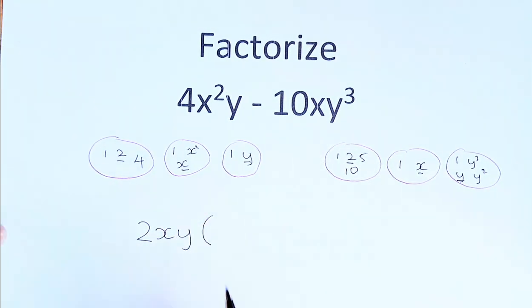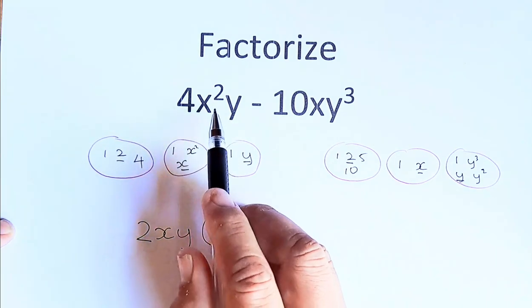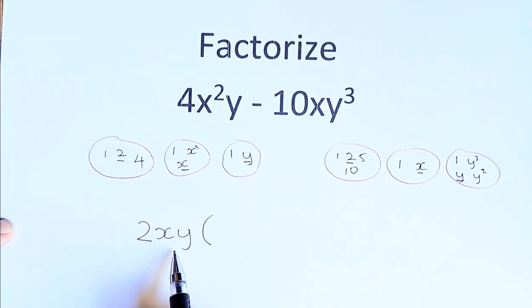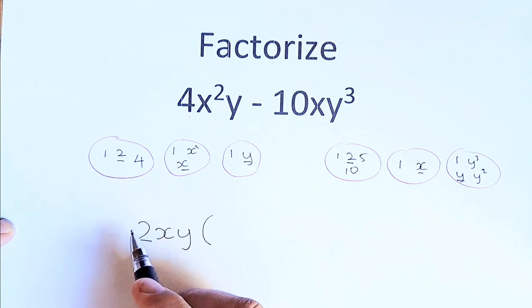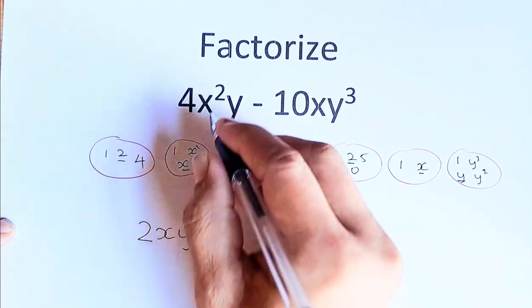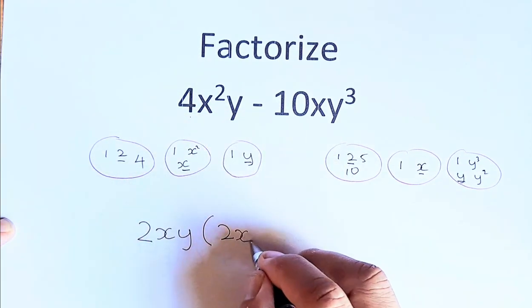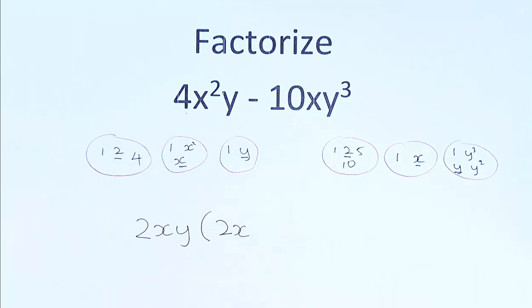Next step, we are going to take the first expression, 4x squared y, then divide by the terms outside the bracket. So 4 divided by 2, we're left with 2. X squared divided by x, you're left with x. And y divided by y is 1. We don't put the 1 in the expression.